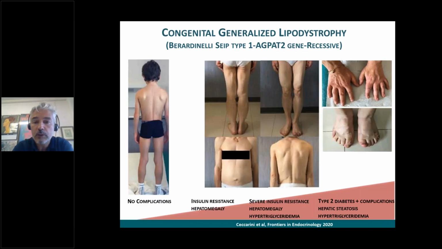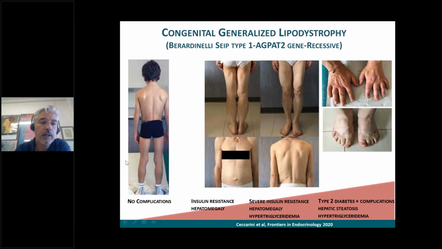I would like to show some pictures of our patients, starting from one of the most common forms of lipodystrophy, a classical one, congenital generalized lipodystrophy type 1, Berardinelli-Seip type 1. It is caused by a mutation in a gene which is making triglycerides in white adipocytes. The disease is recessive and is causing a generalized form of lipodystrophy.